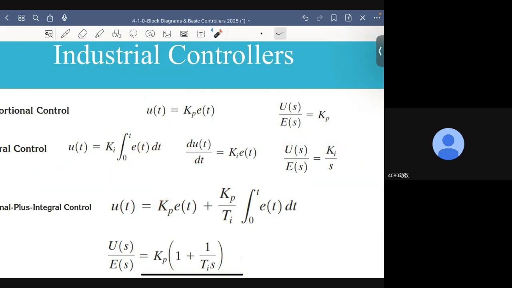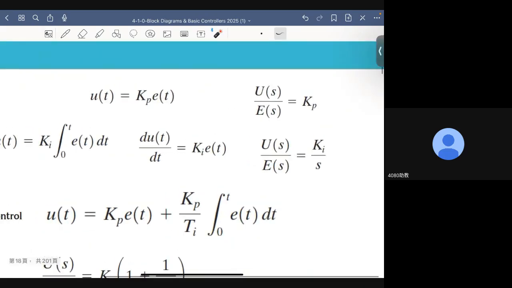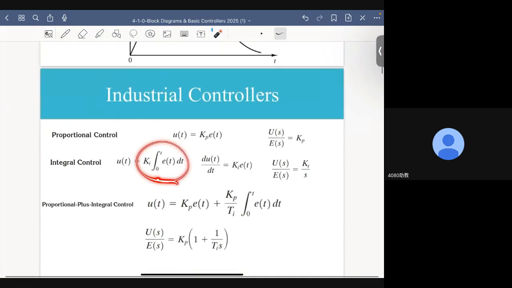So whenever you see something divided by S in the S domain, it always refers to integration in the time domain. We talked about that before.